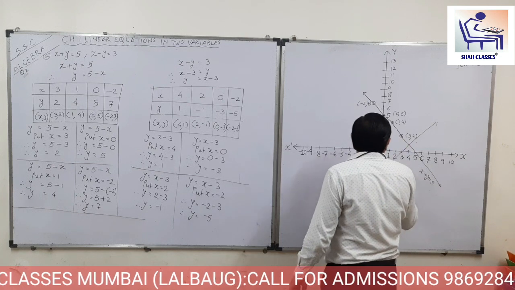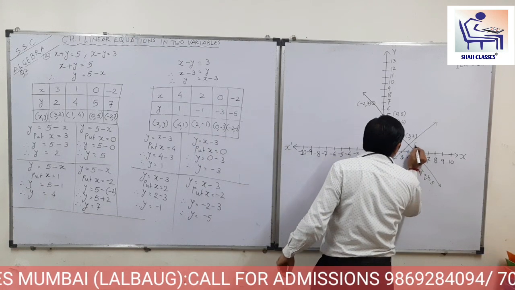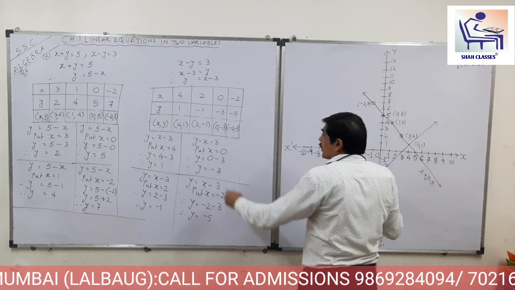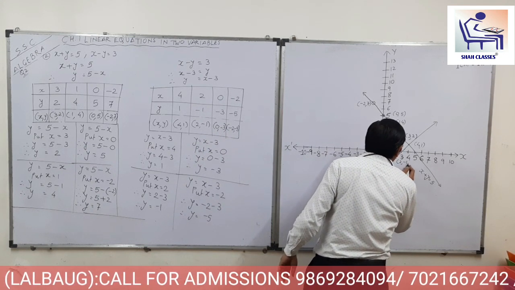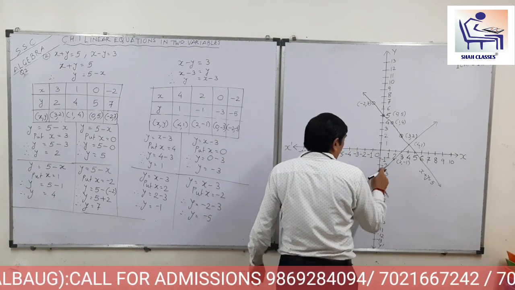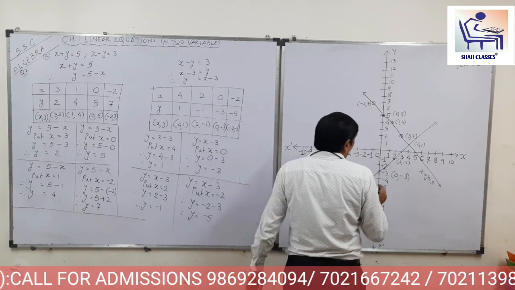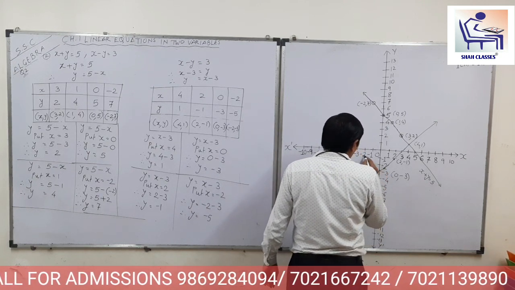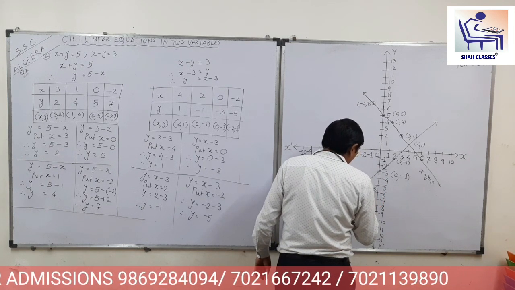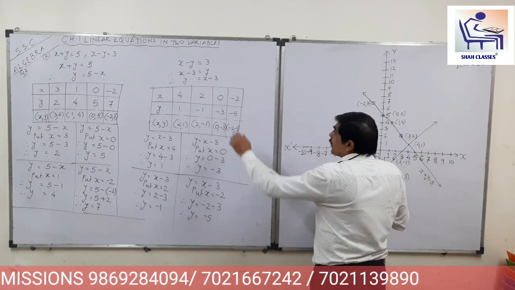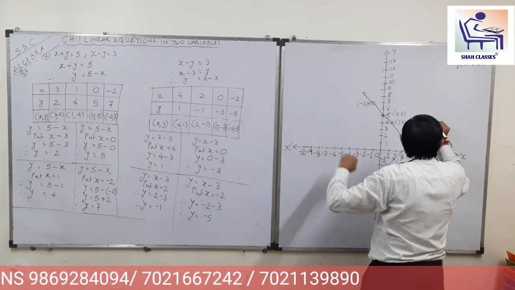Okay, so we got the values. First one is your 4, 1. Then the second value is 2 minus 1. Your third value is 0 and minus 3. And the fourth value is minus 2 minus 5. This is your fourth value. We have to give the naming. x minus y is equal to 3.